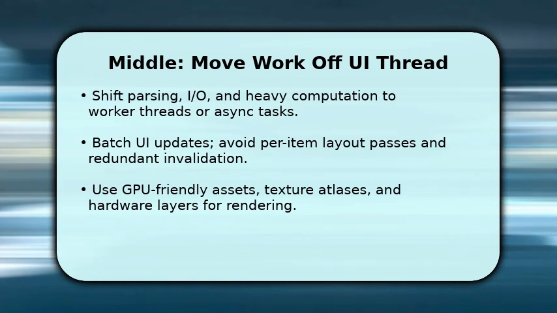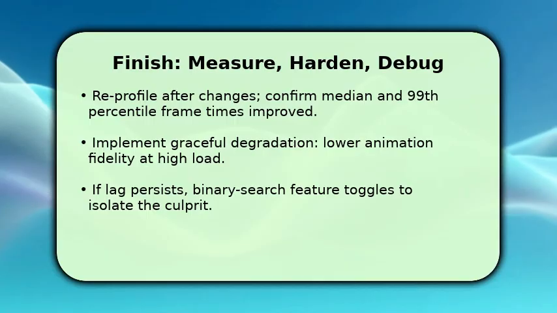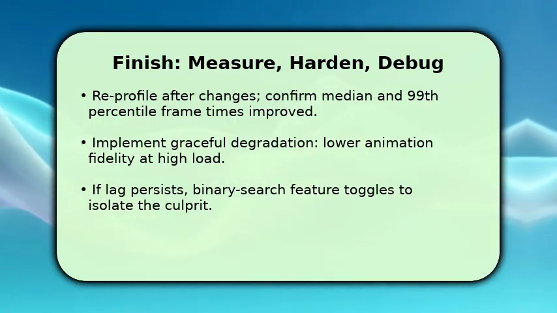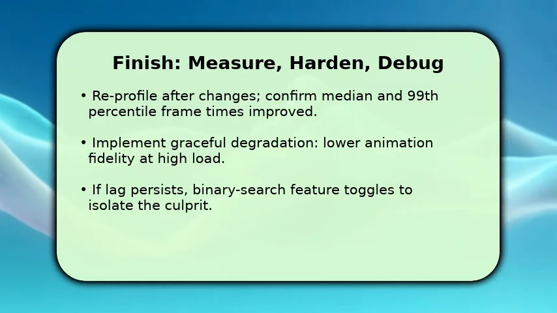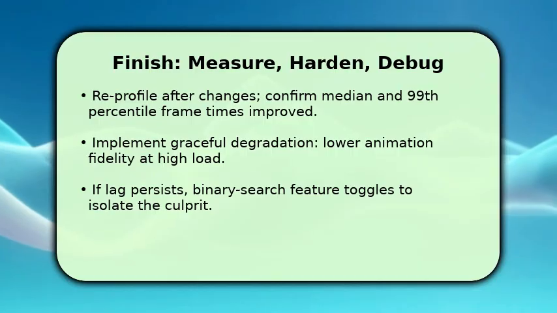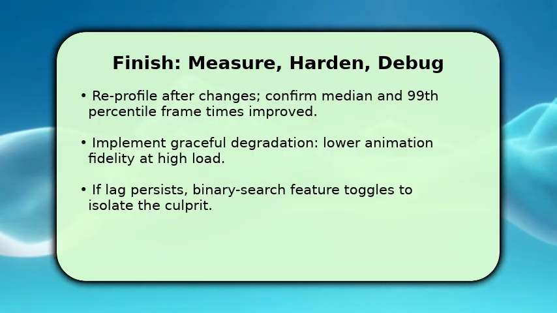You finish by reprofiling to verify improvements in median and worst-case frame times, and by testing across devices to catch platform differences. Make the UI resilient, add graceful degradation that reduces animation complexity under load, and cache computed layouts where possible. If lag persists, use a binary search of feature toggles to isolate the remaining offender. Also inspect memory and GC behavior for pauses.